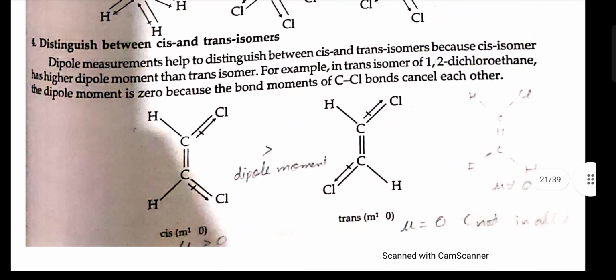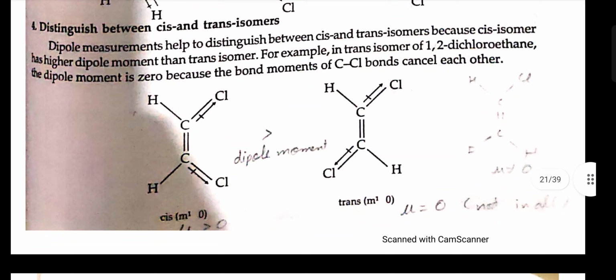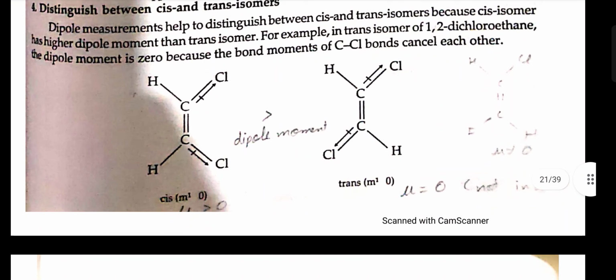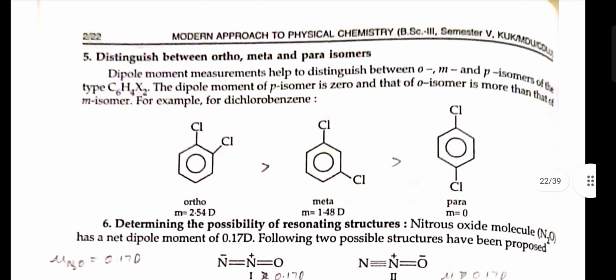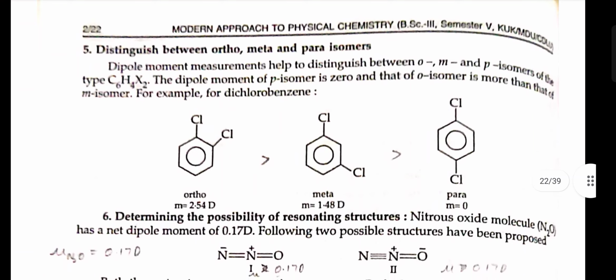Dipole moment is also used to distinguish between cis and trans isomers. The dipole moment of the cis form is always greater than the trans. It is also used to distinguish between ortho, meta, and para isomers. The dipole moment of ortho is the largest, then meta, then para.